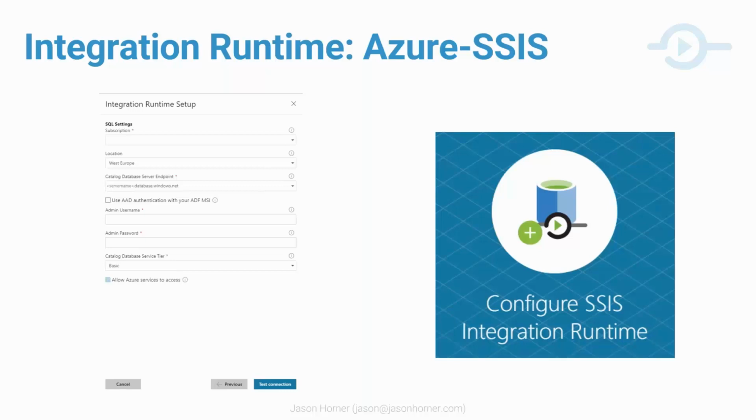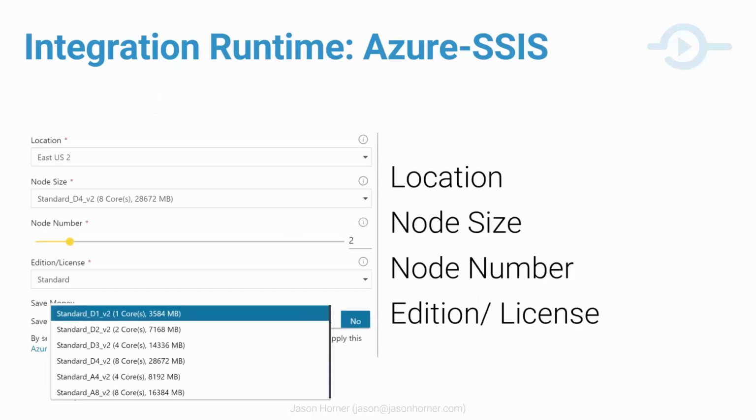An admin password to talk to the SQL Server database. I can specify the performance tier of the catalog database. Here's where I can specify the nodes. So I can create one node, or I can have many nodes, right? I can specify the type. So there's D4 v2. I think they now support v3s as well.